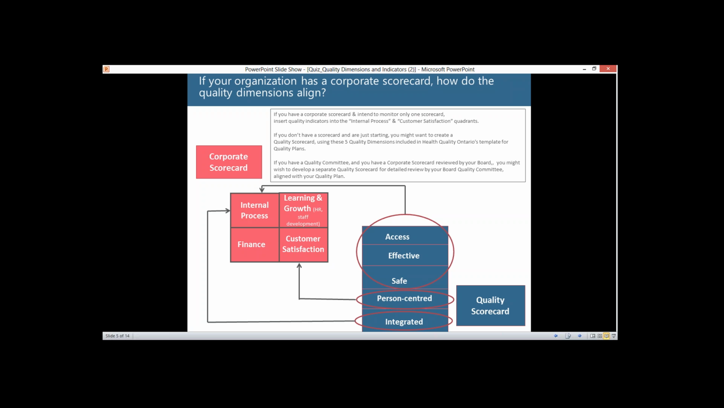If you don't have a scorecard and you're just starting out, you might want to create a quality scorecard using the 5 quality dimensions included in Health Quality Ontario's template for quality plans. If, however, you've been using a corporate scorecard and intend to monitor only one scorecard in your organization, I would insert quality indicators into the internal process and customer satisfaction quadrants of your existing scorecard. Finally, if you have a quality committee and you have a corporate scorecard already reviewed by your board, you might want to develop a separate quality scorecard for detailed review by your board quality committee that's aligned with your quality plan.